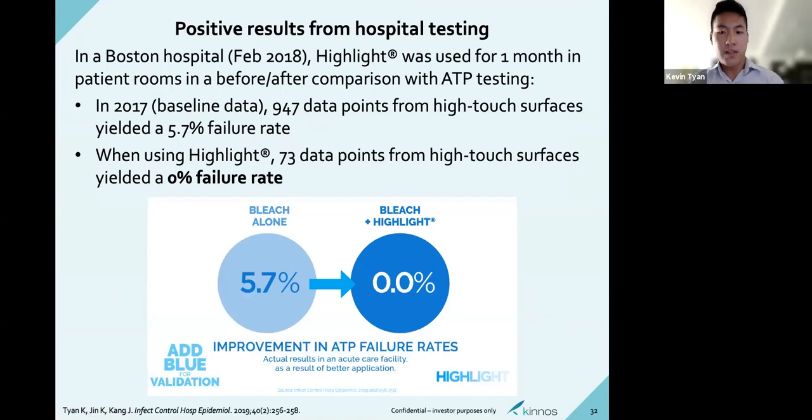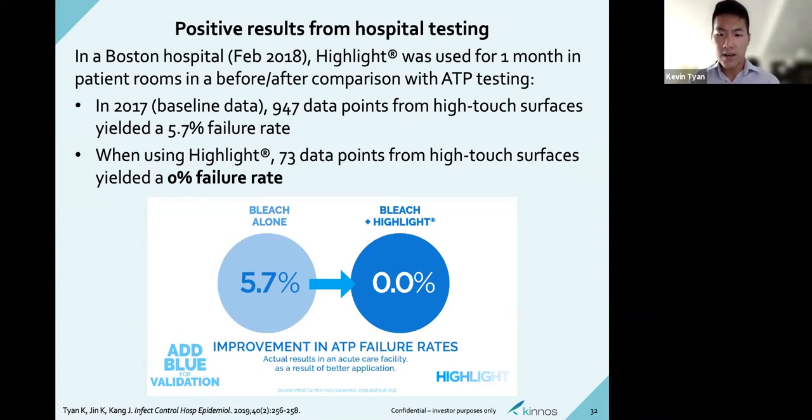And so finally, we implemented Highlight into a real world setting at Boston Medical Center, and we tested its ability to improve ATP scores. The baseline data was collected over a year in 2017 in 11 different units, and overall, 947 data points were sampled from high-touch surfaces. That yielded a 5.7% failure rate based on an RLU threshold of greater than 50. So basically, out of these nearly 1,000 data points, almost 6% failed to be cleaned.